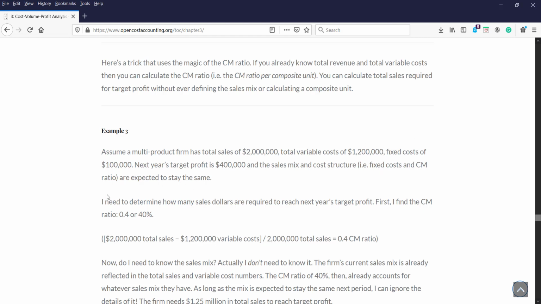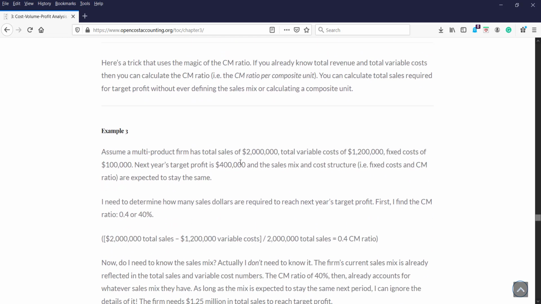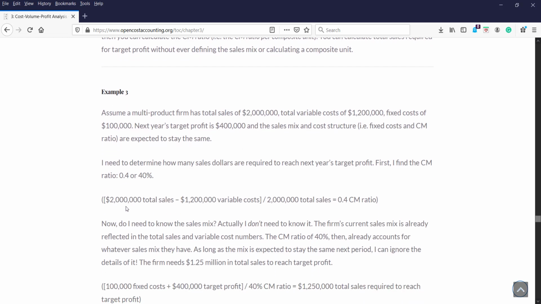And so when we get to the CM ratio from these numbers, it's going to have embedded in it the assumed sales mix. You don't have to go into the details and know what the sales mix is. I could ask you this question and never tell you what the sales mix is or what the products are. But you can take the top-line numbers here, as long as we assume the sales mix stays constant between periods, and simply say we have a CM ratio of 0.4. So we have 2 million in sales minus 1.2 million in variable costs gives us 800,000 in the numerator, divided by the 2 million in sales gives us a 0.4 CM ratio.